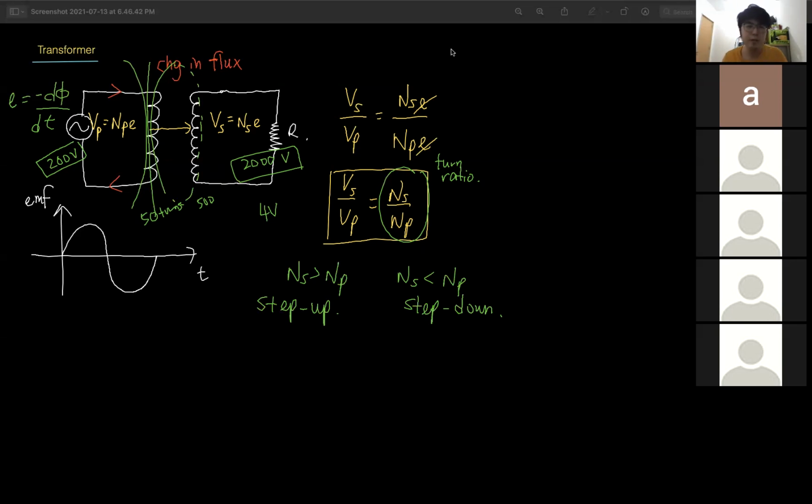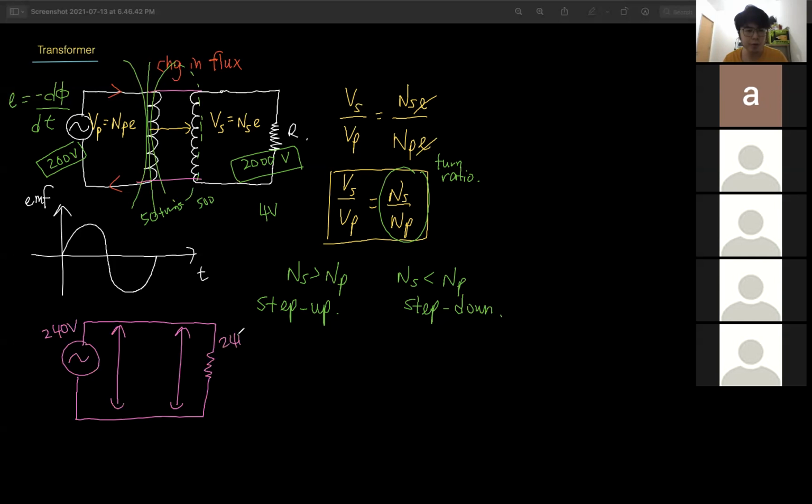Why do we need a transformer? I can just connect the wire like this. If I take the power supply, I can just connect like this. If you connect like this, yes, you can, but the voltage is going to be the same. So this is 240 volt, then here is also 240 volt. That's why you use a transformer, so we get different values.